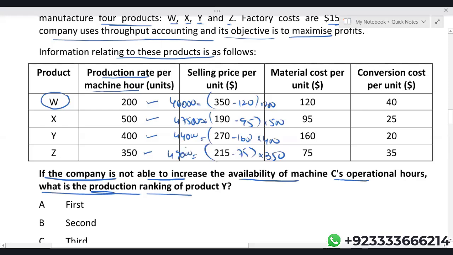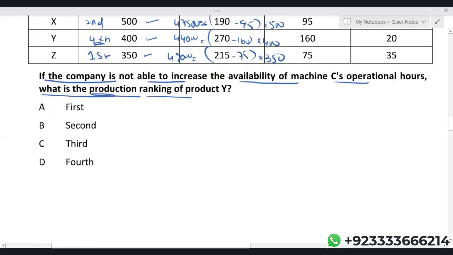Now ranking. In 1 hour, Z is the one which is giving us the highest throughput. So Z is going to be first. Then we have X, 47,500, going to be second. W is going to be third. And Y is going to be fourth. Okay, now.